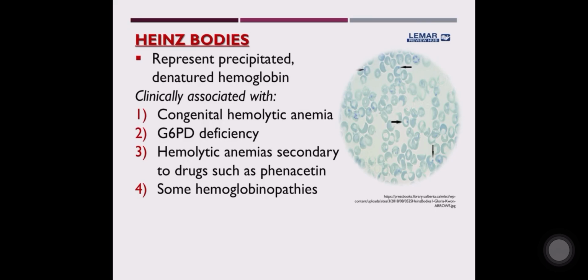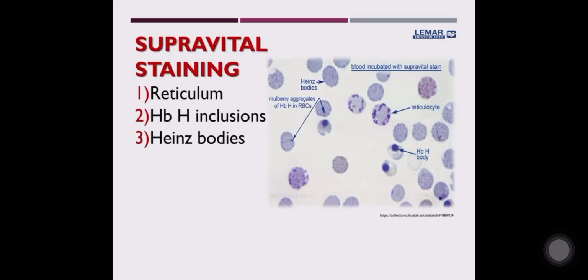This inclusion consists of denatured hemoglobin, seen in G6PD deficiency, congenital hemolytic anemia secondary to drug such as phenacetin, and in hemoglobinopathies. Pag na-mention yung mga supravital staining of living cell, huwag kakalimutan, RHH: reticulum, hemoglobin H inclusion, Heinz bodies.